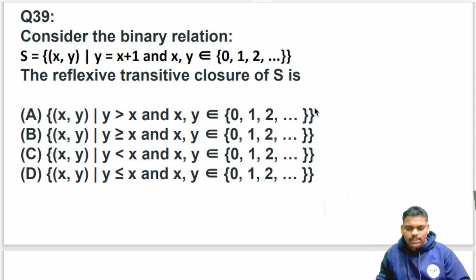Consider the binary relation. S is equal to (x, y), where y is equal to x plus 1, and x, y belong to 0, 1, 2. The reflexive transitive closure of S is.